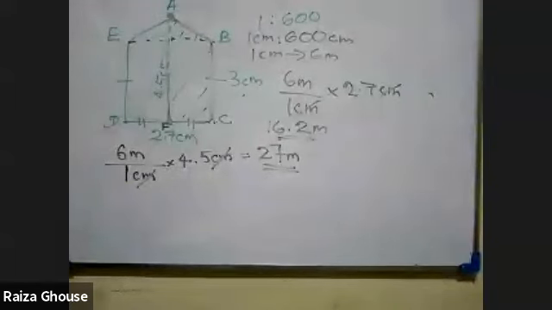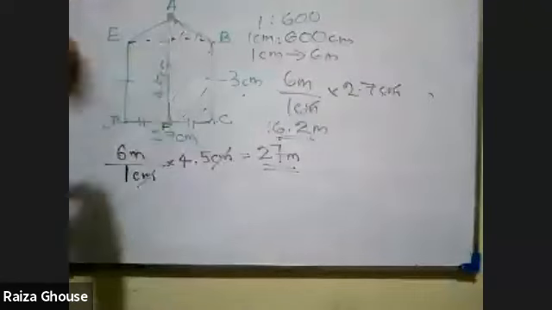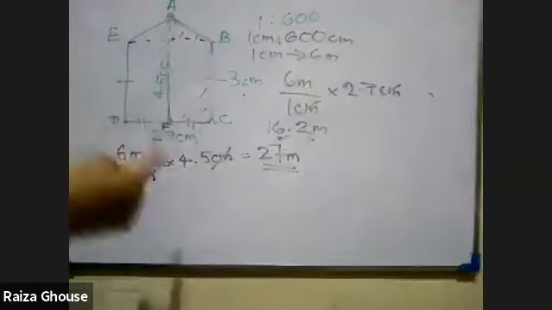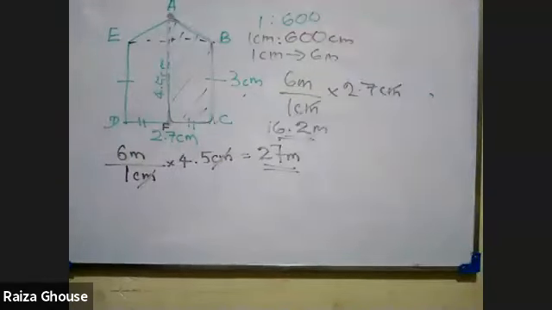You have to add the BC length and the AF length, divide it by 2, and multiply by this length, the FC length. Okay, Roman number 3 only I'm doing. I'll explain it. The ones who can't understand, just give it a try.